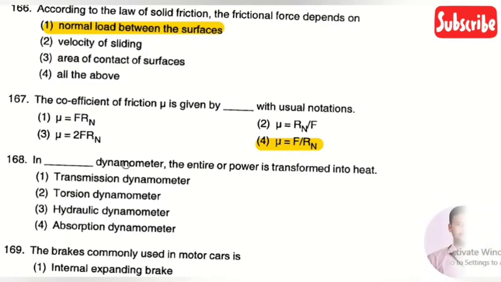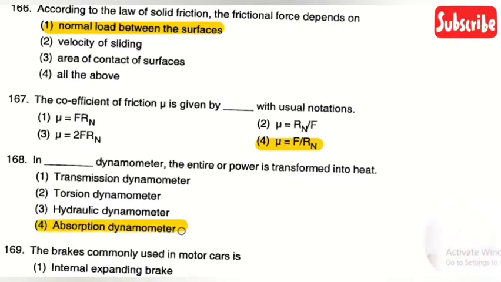In dash dynamometer, the entire power is transferred into heat. The power is transferred to heat. So first one is transmission dynamometer, second torsion dynamometer, third hydraulic dynamometer. Fourth option is absorption dynamometer. The right answer is option 4.